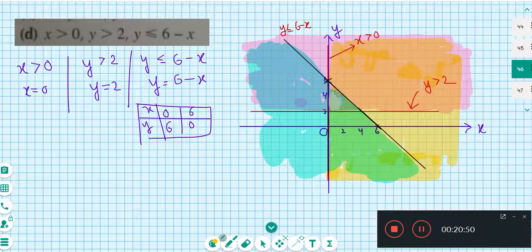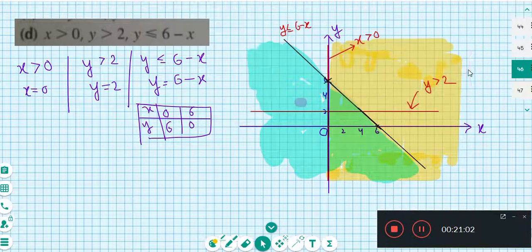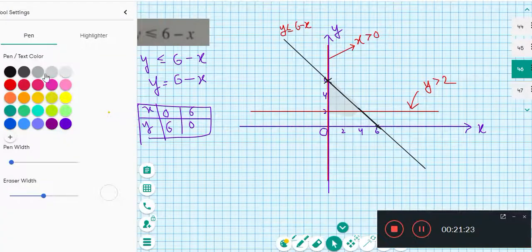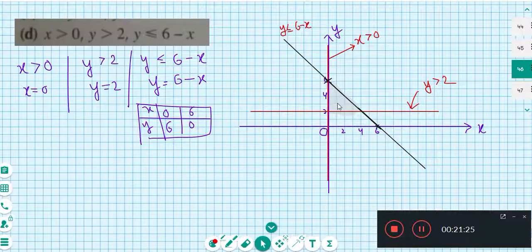It means this single point 1, 3 satisfies all of these inequalities. Similarly, other points can be 2, 3 or 1, 4, or any point inside this region will satisfy all 3 inequalities. Anyway, this is the shaded region, which is your answer in part D. Now part F.